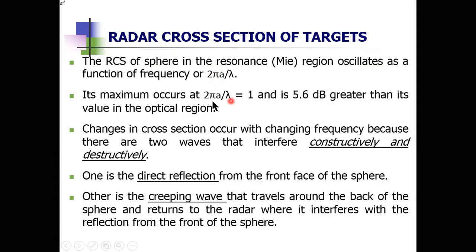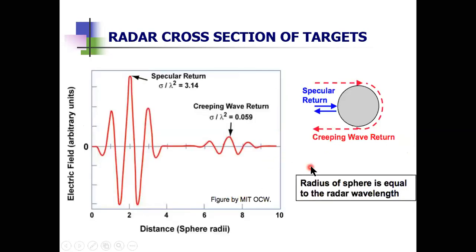Then I told you about the 5.6 dB in the figure, the maximum value of the graph, which is 5.6 dB above the optical region. We also spoke about the two waves which interfere constructively and destructively in the Mie region: the direct reflection, which is the specular return, and the creeping wave, which goes around the back of the sphere and returns to the radar. All these three regions are applicable only to the sphere. That was one of the simple targets.